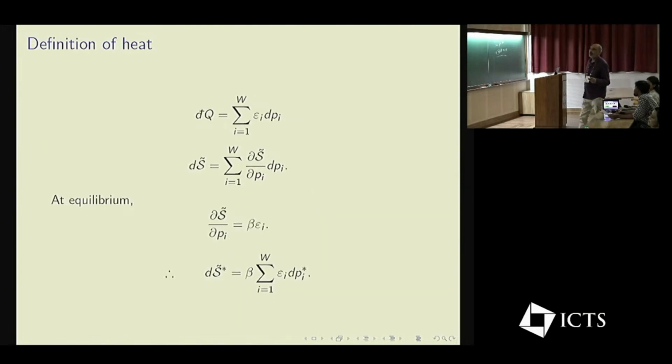Then similarly, you can define the heat in this procedure, where heat is defined by this. When you keep the volume fixed, then heat is given by this. And then when you impose the Legendre transform condition here, you get the definition of the heat. So here you see that beta can be interpreted as the inverse temperature, because this is the change in entropy, this is heat, so this will be the inverse temperature.